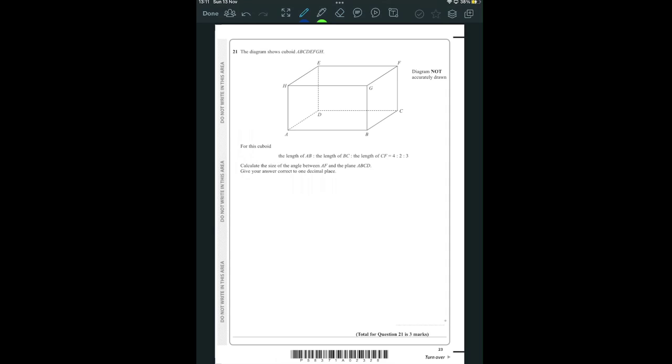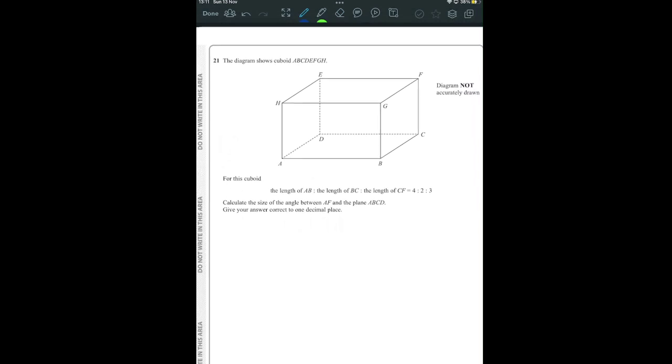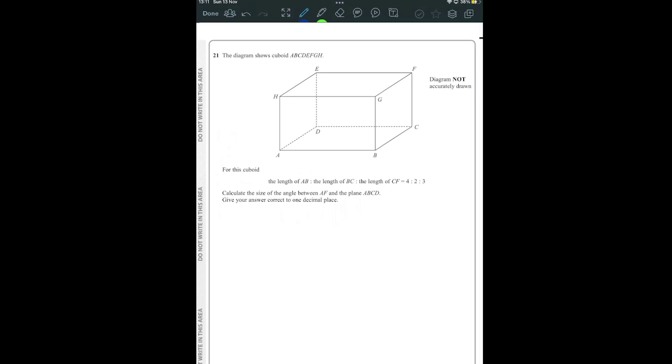Question 21. We have a cuboid. We have a ratio of the lengths. And we want to find the angle of AF. My pen just died. There we go. The angle of AF and the base ABC.